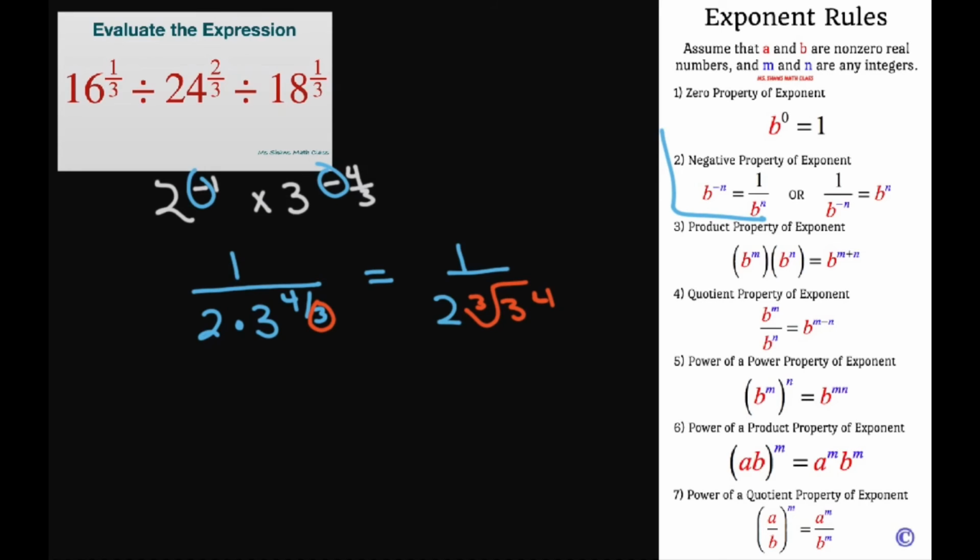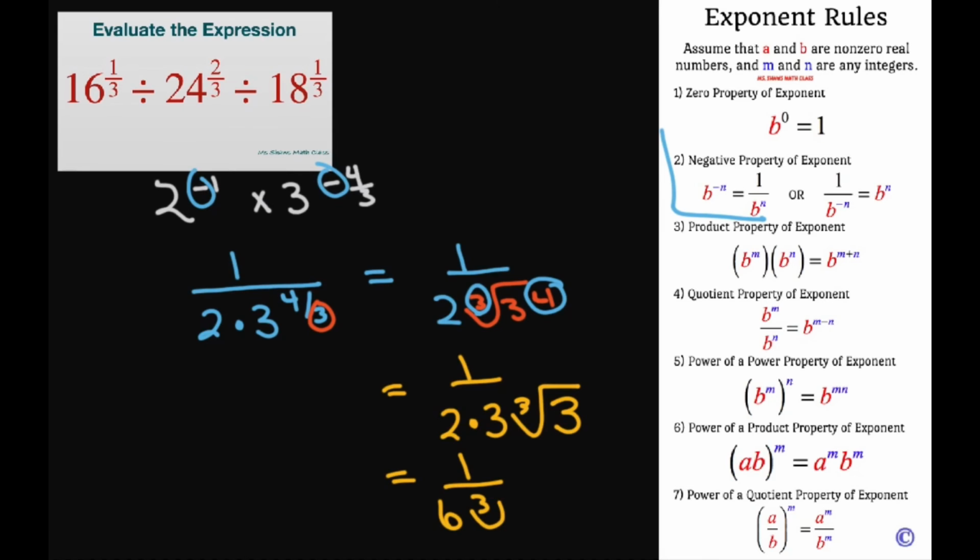Now, since my power is bigger than my root, I can simplify this as equals 1 divided by 2 times 3 to the cube root of the power of 3. And this is going to give you 1 divided by 6 times the cube root of 3. That's your final answer. I'm just going to go over this a little bit.